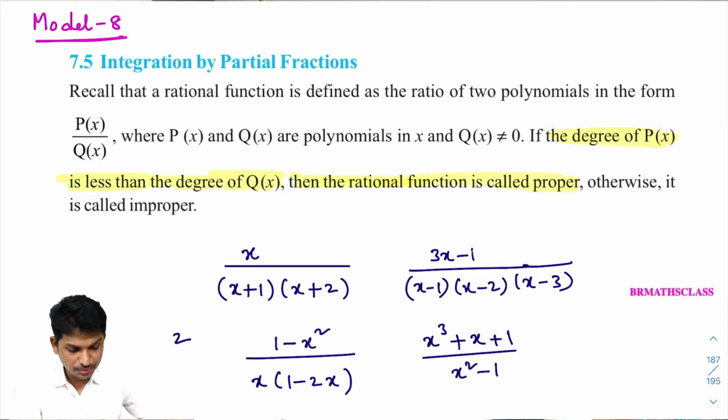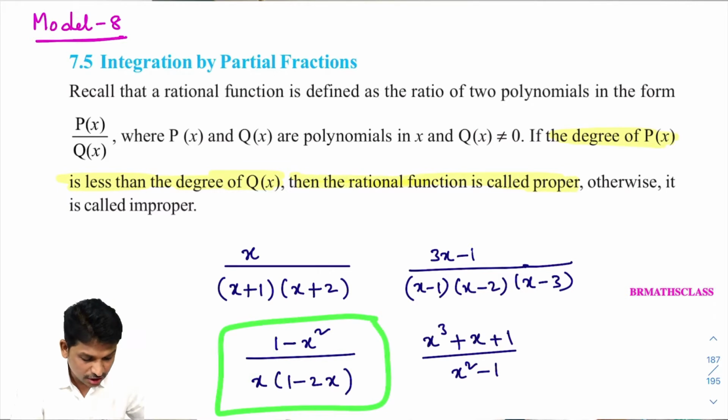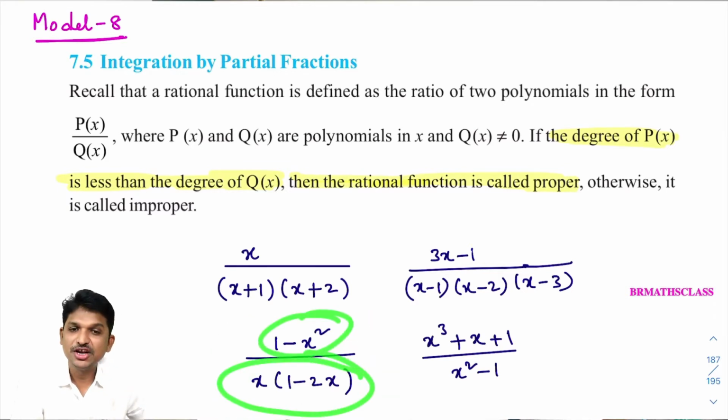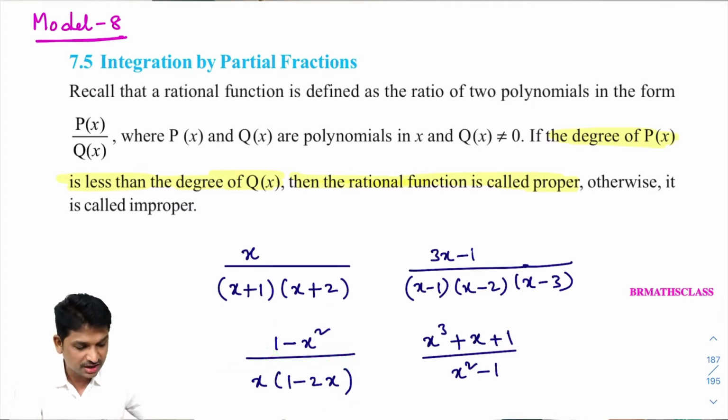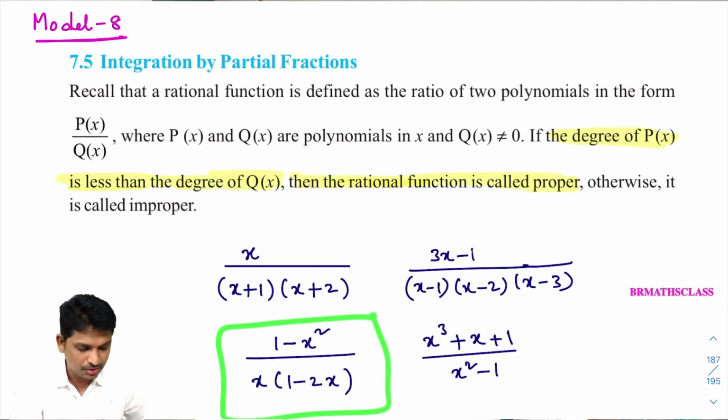If the degree of the numerator is the same as the degree of the denominator, look here. Here the degree of the numerator is 2 and the degree of the denominator is also 2. Only if the degree of the numerator is less than the degree of the denominator is it a proper rational function, otherwise it is improper. So here the degree of the numerator is not less than the degree of the denominator. Then it is an improper rational function. This is the example for an improper rational function. I hope you are understanding.